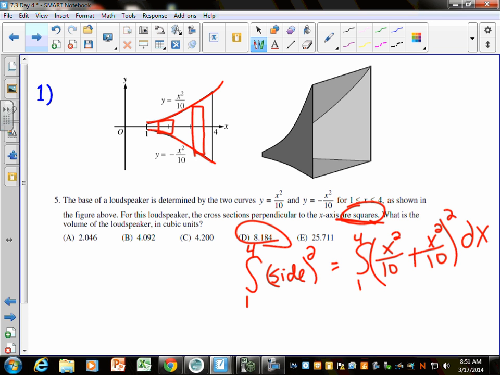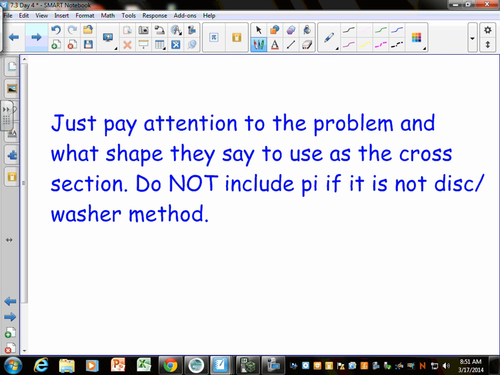As you start reviewing for the AP test, we'll look at maybe some other ones, but I just want to show you this. And I just have a little advice for you. Just read the problem. If you read the problem and think about the area of whatever shape they're talking about, don't put pi there if it's not a disc, but don't forget pi if it is a disc.